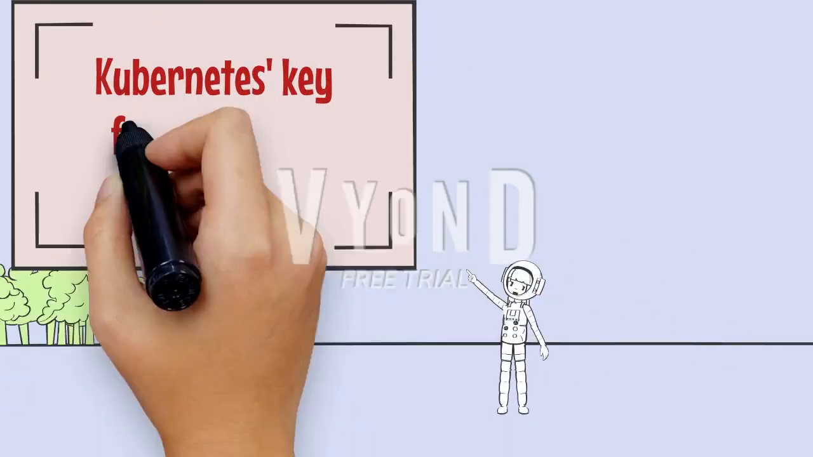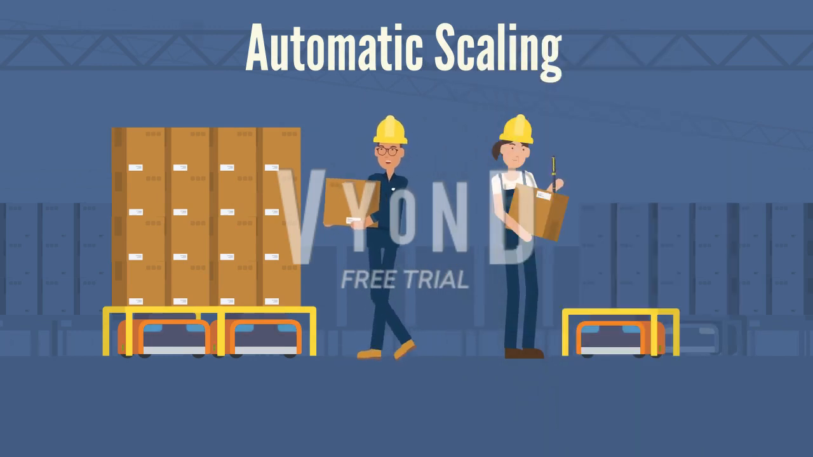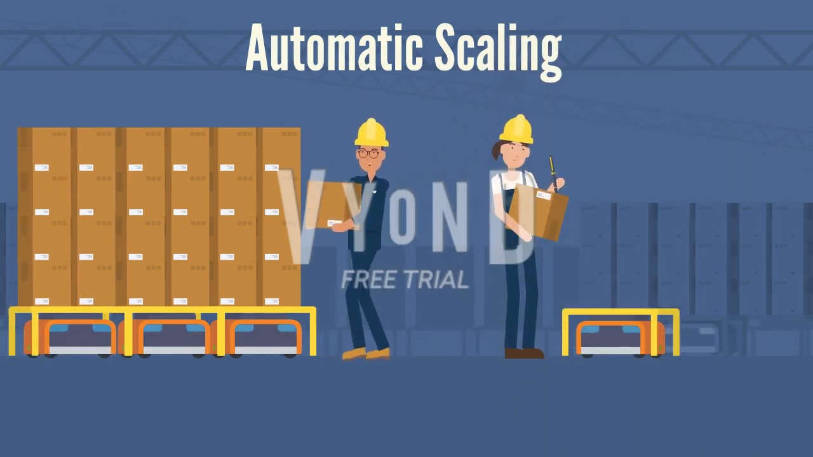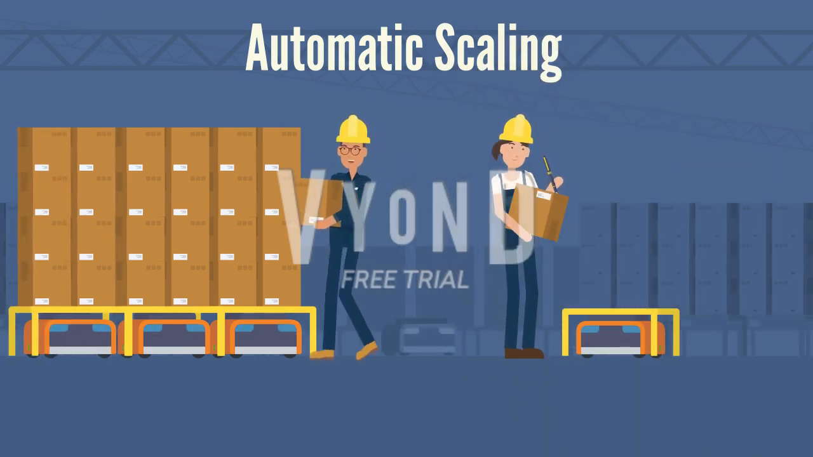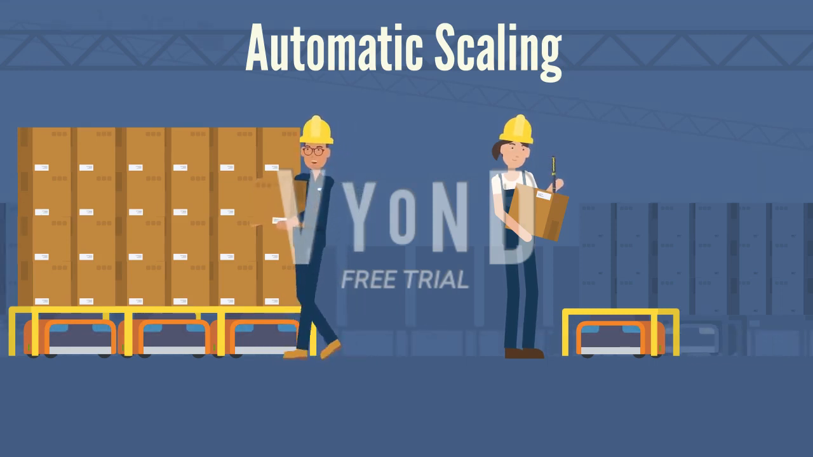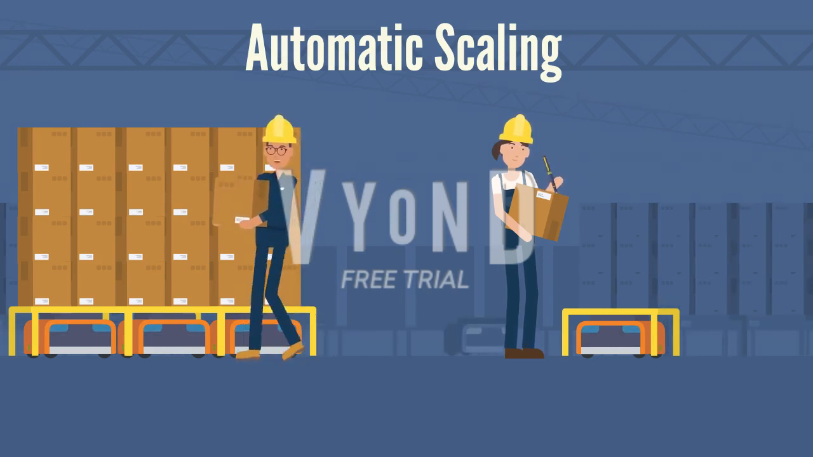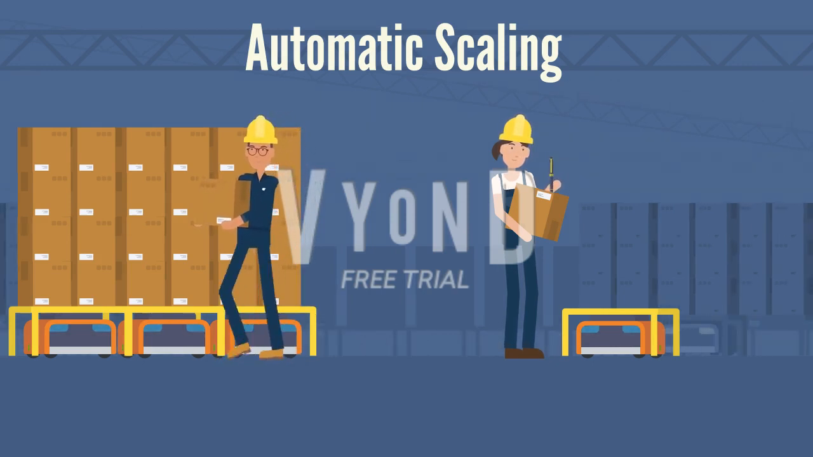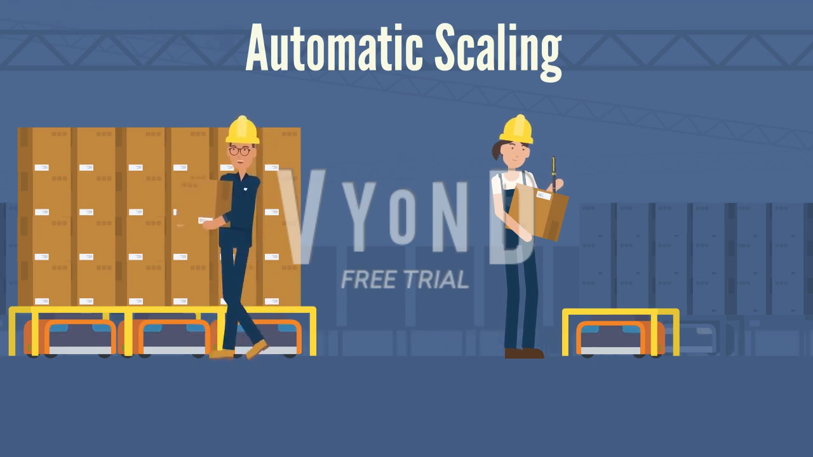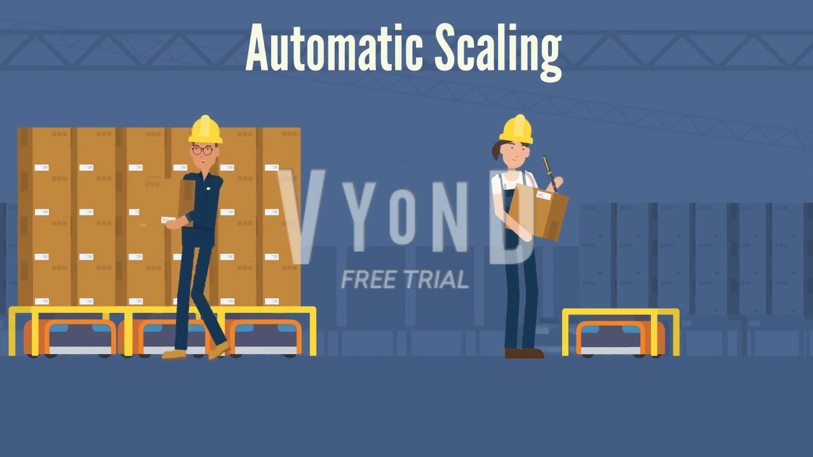Let's now discuss Kubernetes key features and how to implement these key features if you are using Kubernetes. Kubernetes provides several mechanisms for the automatic scaling of containerized applications based on demand. The most commonly used mechanism for automatic scaling in Kubernetes is Horizontal Pod Autoscaler, HPA. HPA automatically scales the number of replicas of a pod, which is a group of one or more containers, based on the CPU utilization or custom metrics of the pod.